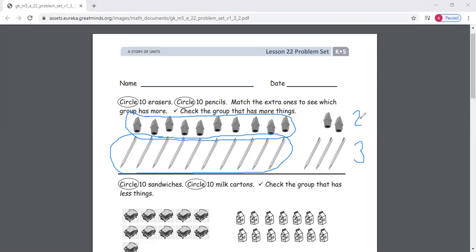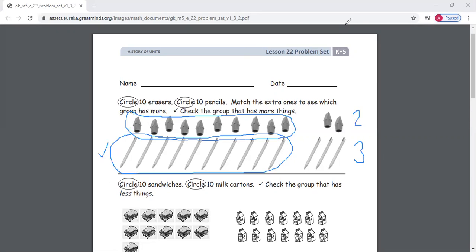So if we know 2 here and 3 here, are there more erasers or are there more pencils? Great job, there are more pencils because 3 is a greater number than 2. So I know I have more pencils than erasers. So I put a check next to my pencils. Great job, guys. So you will complete the rest of these problems.